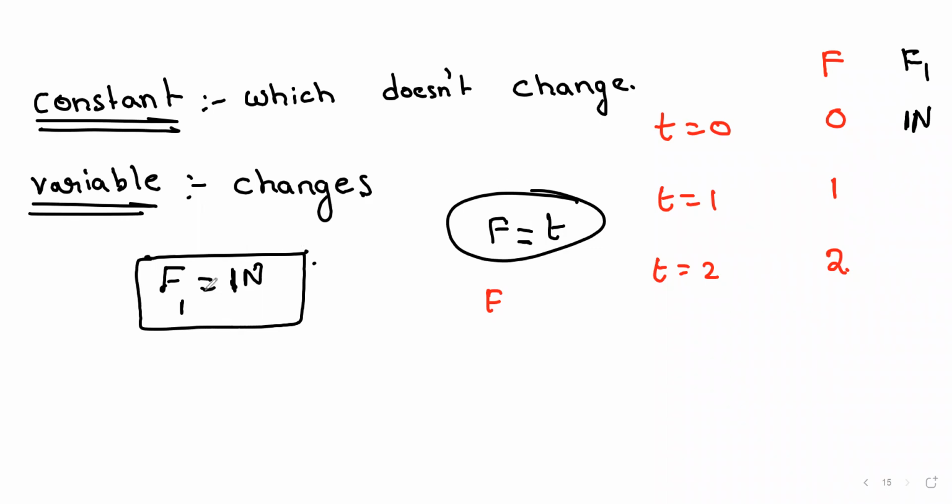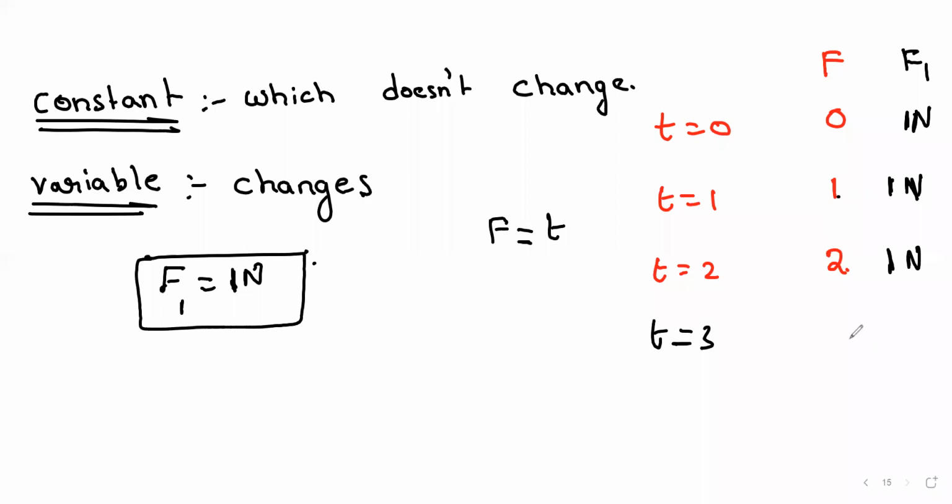See here, when t is equal to 1, F value is 1. What is F1? Very good, it's 1. When time t is equal to 2 seconds, what is F1? 1 Newton, 1 unit. Now when time t is equal to 3 seconds, F value is 3. Very good. F1 is 1 Newton, 1 unit.